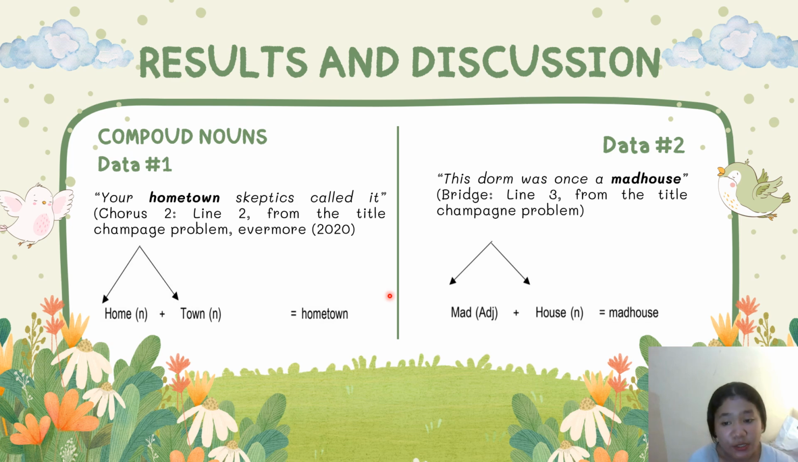Next, we move to data 2. The lyric is This dorm was once a madhouse, from Britain, line 3, from the song Champagne Problems.